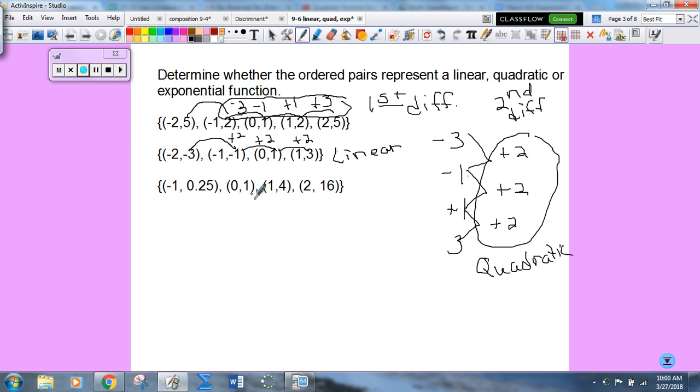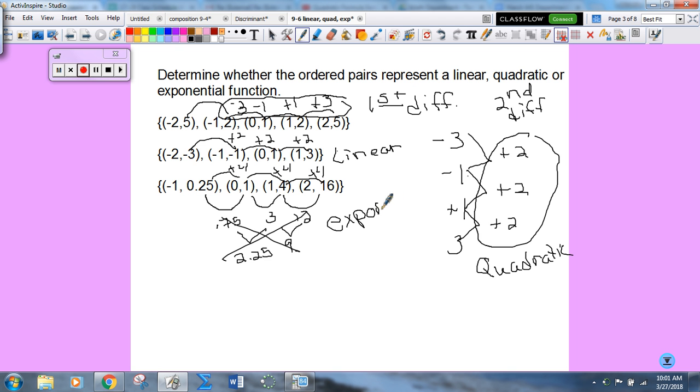Here, x's go up by 1 again. Here, I added 0.75, added 3, added 12. The second differences aren't equal. So let's try to see if we can multiply. 0.25 times 4 gives me 1. 1 times 4 gives me 4. 4 times 4 gives me 16. Since that one I multiplied, I know it's exponential.